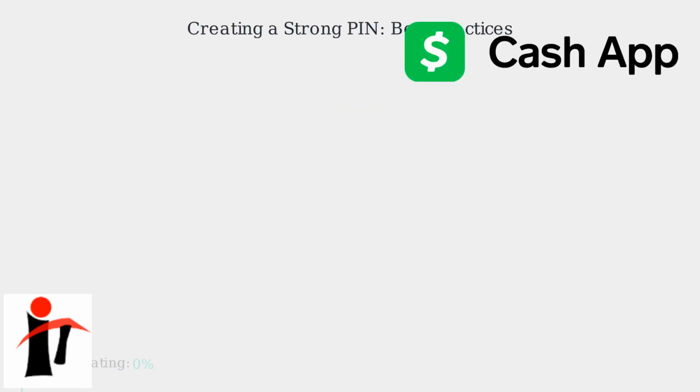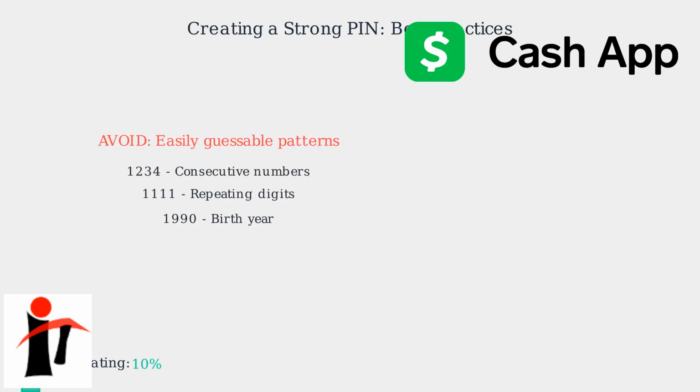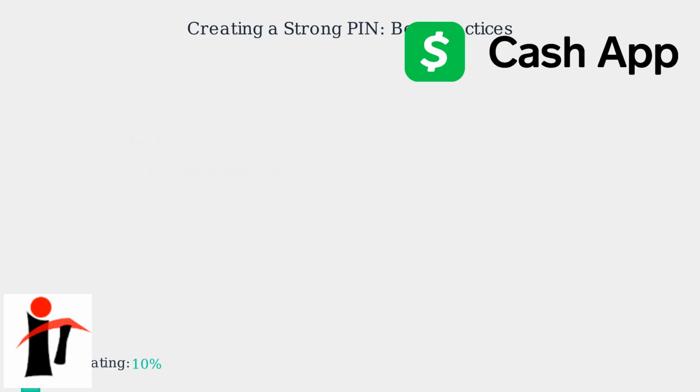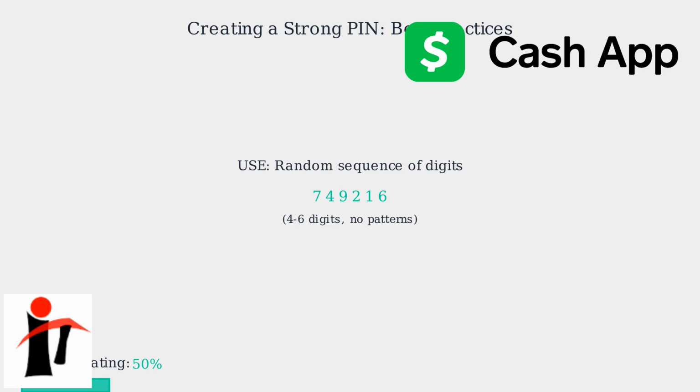Creating a strong PIN is essential for protecting your Cash App account. The PIN is a 4 to 6 digit code that serves as your primary security layer. Avoid easily guessable PINs like birthdays, consecutive numbers such as 1234, or repeating digits like 1111. These patterns are common and can be easily cracked. Instead, opt for a random sequence of digits. Choose 4 to 6 numbers with no obvious patterns, making it much harder for anyone to guess.